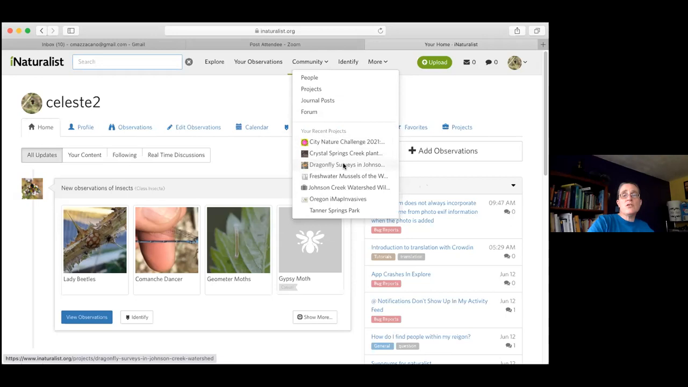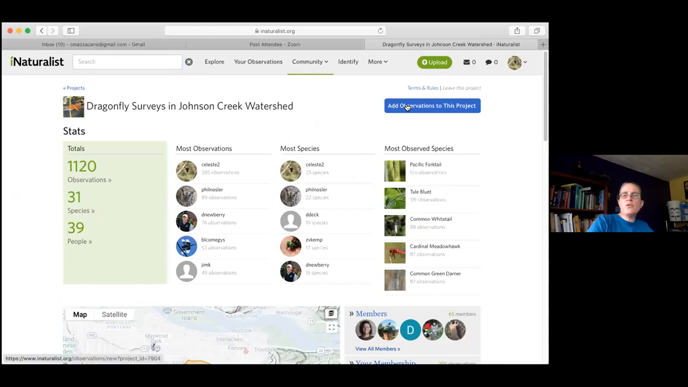So Dragonfly Surveys in Johnson Creek. Here's the name. There's a button that you can click here to add observations to the project, and you get some quick stats. So there have been over 1,000 observations reported since this project began. We have reported 31 species and 39 people have done the reporting.